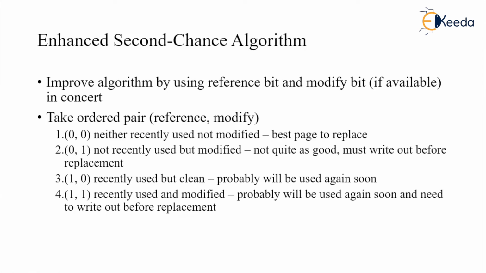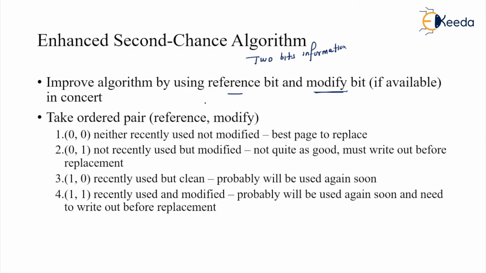The next one is the enhanced second chance algorithm, where we improve the algorithm by using the reference bit and the modified bit. So now we are maintaining 2 bits of information. One is the reference bit and the other is the modified bit. If available, take the ordered pair of referenced and modified.